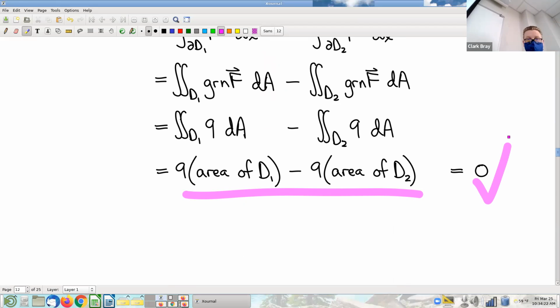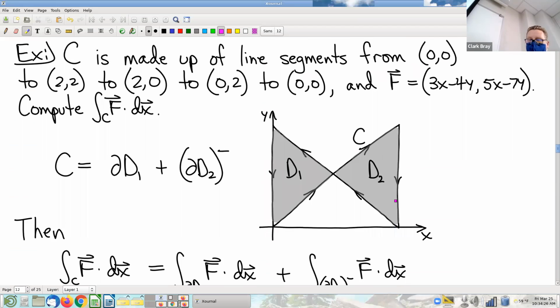Yes. Is there a way to make a symmetry argument here? That's a great question.